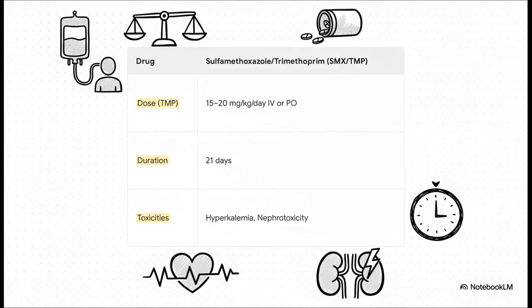So for treating active PCP, we're back to our old friend SMX/TMP. But, and this is a huge but, look at that dose. It's a much, much higher weight-based treatment dose, and it's given for a full 21 days. At these high doses, you have to be on high alert for serious toxicities, like high potassium and kidney damage.